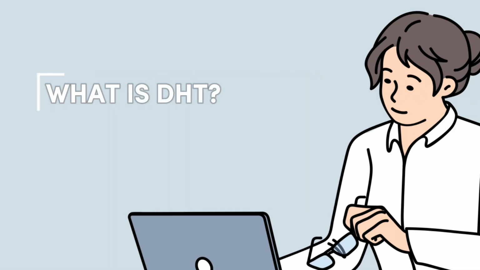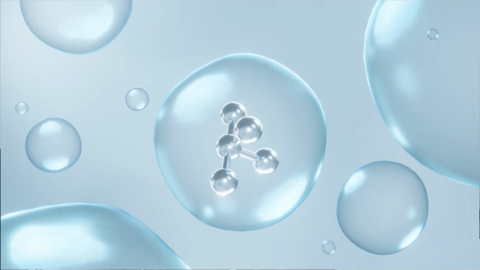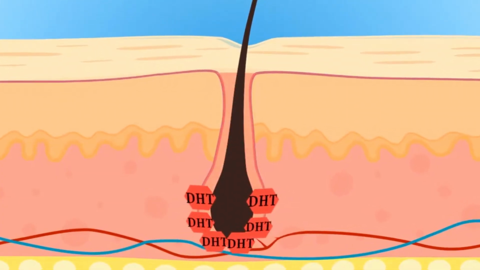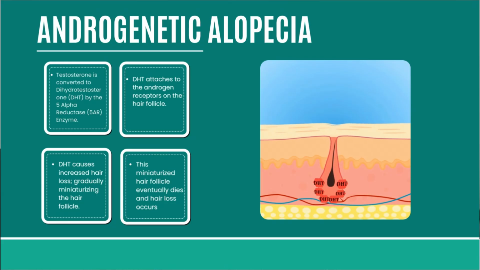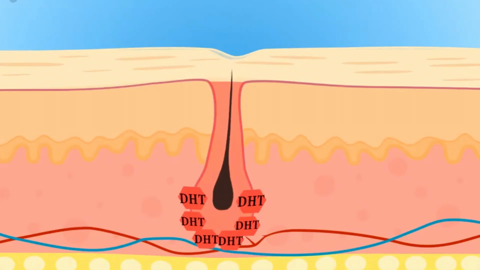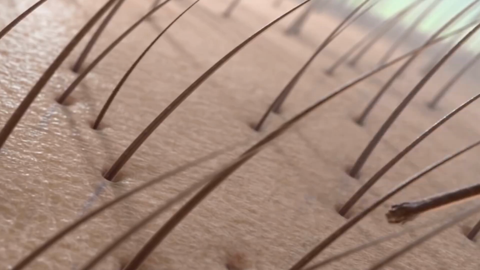Now, what is DHT? DHT is produced from the conversion of testosterone into dihydrotestosterone or DHT by an enzyme called 5-alpha reductase. And once DHT is produced, it clings or attaches itself to androgen receptors in the hair follicles. Now, this leads to hair loss, and oftentimes the hair follicle becomes miniaturized. When the hair follicle is miniaturized, it eventually dies and no hair will grow anymore in that specific follicle.